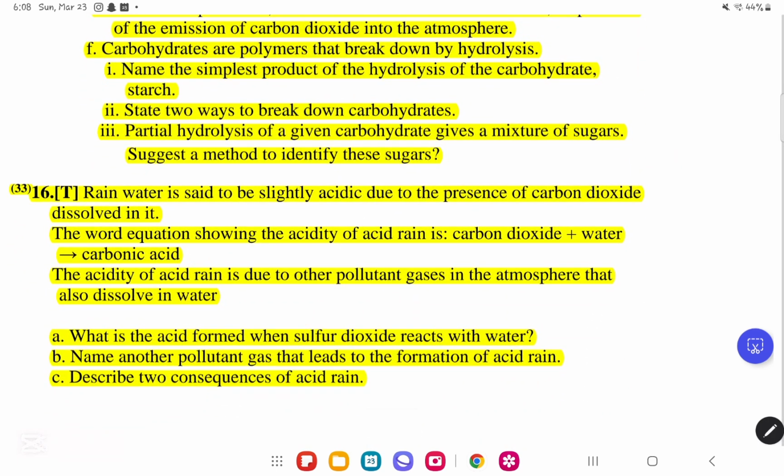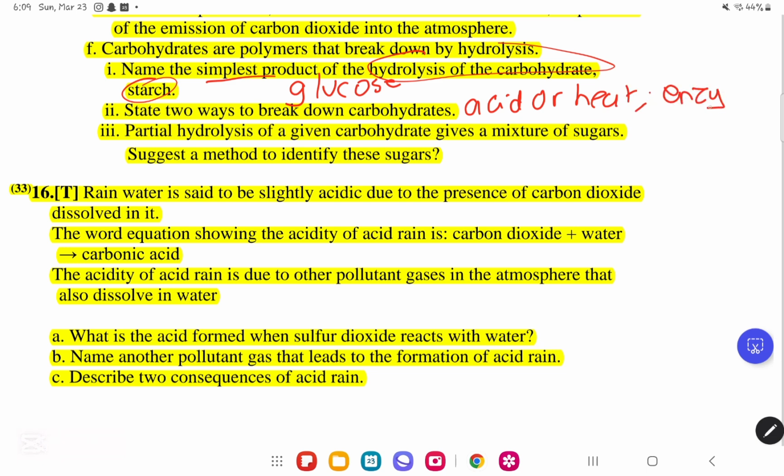In part F, they said carbohydrates are polymers that break down by hydrolysis. State the simplest product by the hydrolysis of carbohydrate starch. Always you should know that this is glucose. I don't know why they're putting this, this is more biology than chemistry, but you should know that this is glucose. State 2 ways to break down carbohydrates. To break down carbohydrates, you either add acid, or heat in the presence of enzymes.